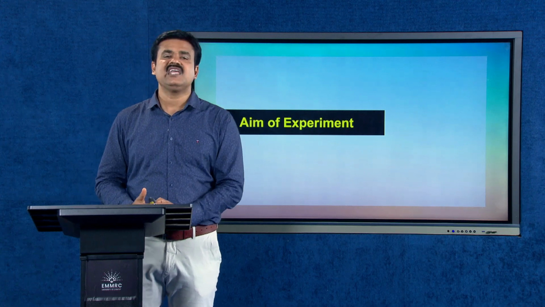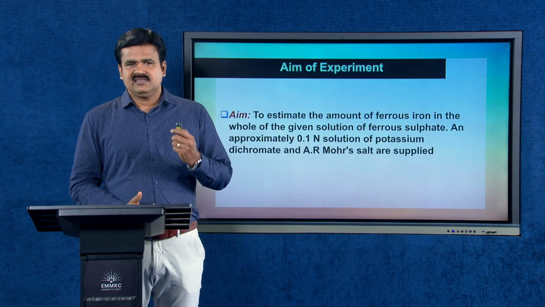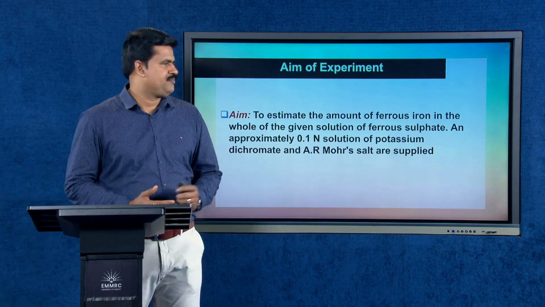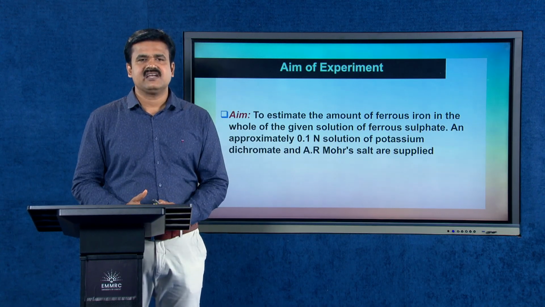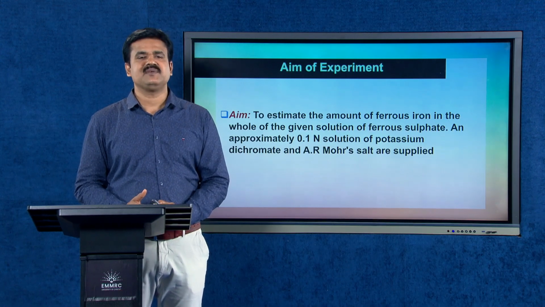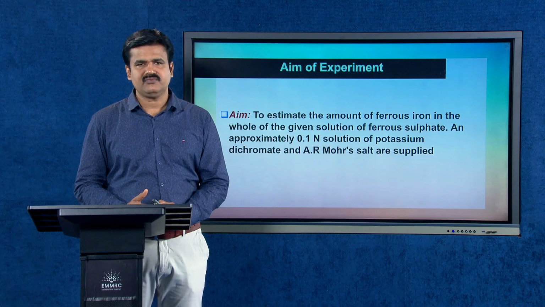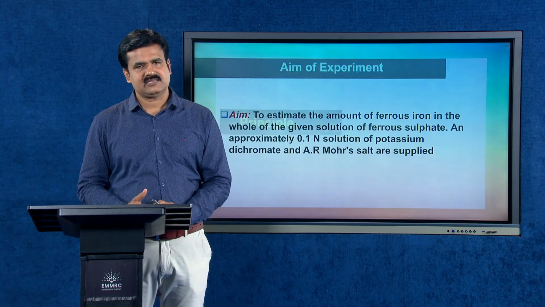Now, the aim of the present experiment. The aim of the experiment is to estimate the amount of ferrous ion in the whole of the given solution of ferrous sulfate. An approximately 0.1 normal solution of potassium dichromate and Mohr's salt are supplied.